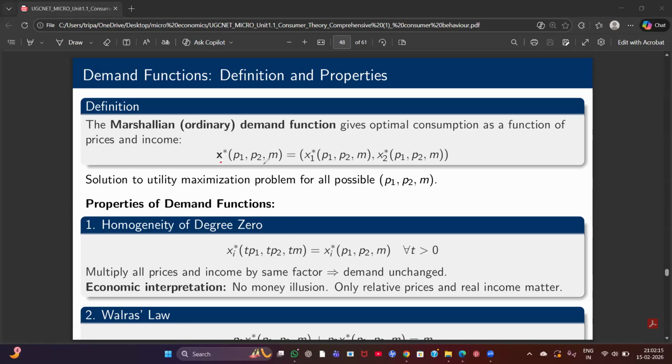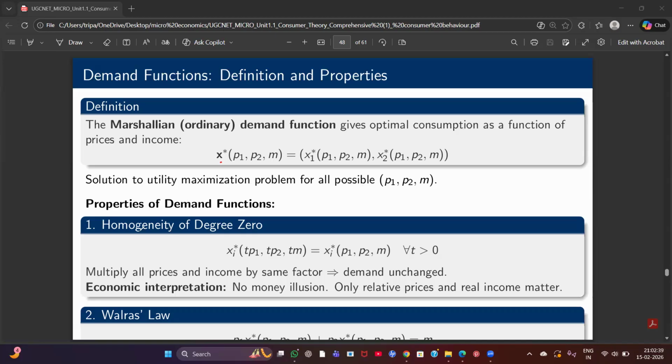It depends on the price. P1, P2 is the price vector, M is the money income. This bundle contains X1 star and X2 star. X1's demand depends on its own price, the related commodity's price, and money income. Similarly, for the second commodity, how much it will be demanded depends on its price, the price of the related commodity, and money income. This is the Marshallian demand function.